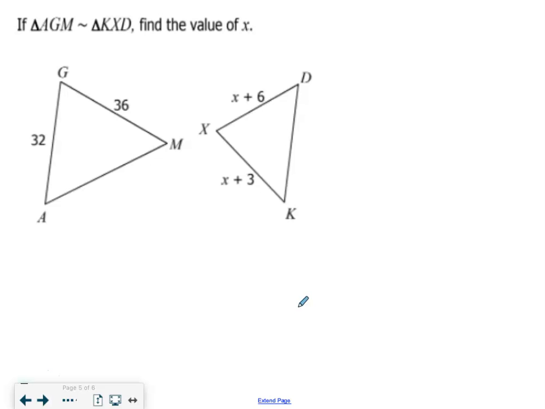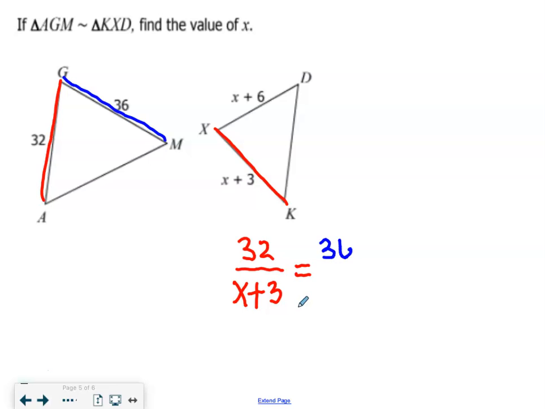If I pick AG, what does AG match? KX, right? So I'm at 32 over x plus 3 is equal to GM, which is 36. What does GM match? X plus 6. Yep, x plus 6.